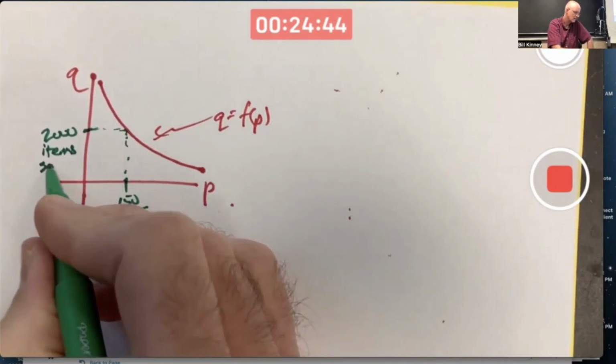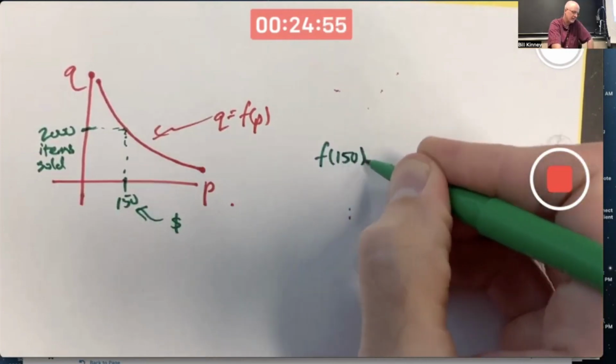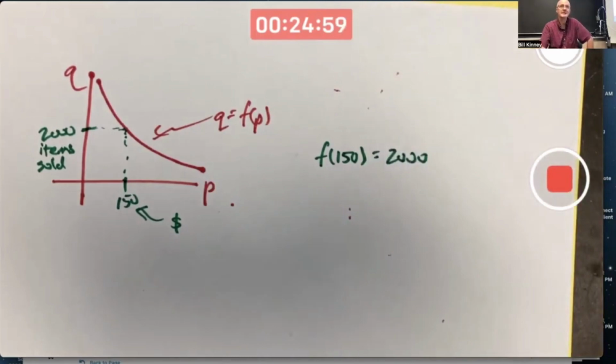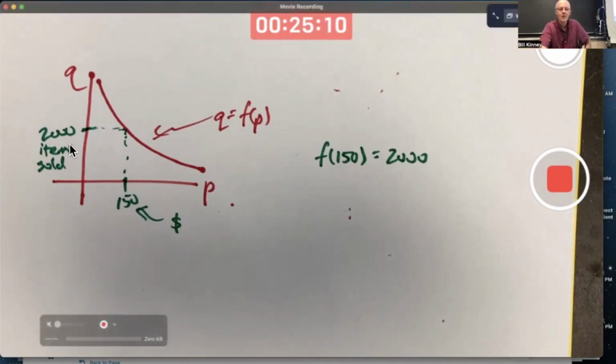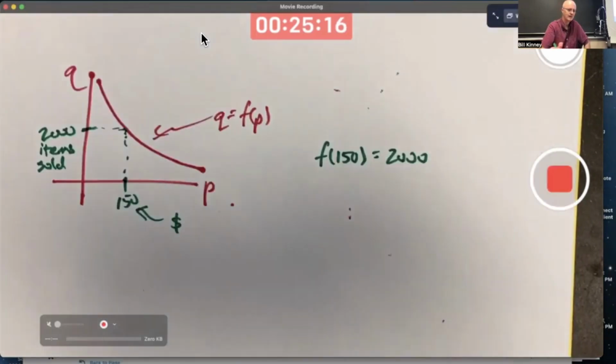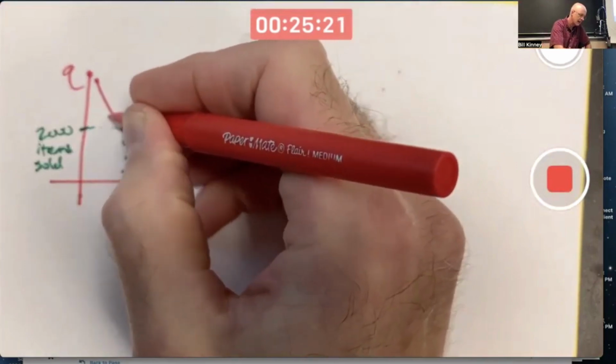Items sold. F of 150 equaling 2,000, I'll just say it, means that when your price is $150, you're going to sell 2,000 items. Again, during some period of time that's not specified. What is F prime? F prime is negative 25. Yes, geometrically, that means the slope of the tangent line to the curve at that point.